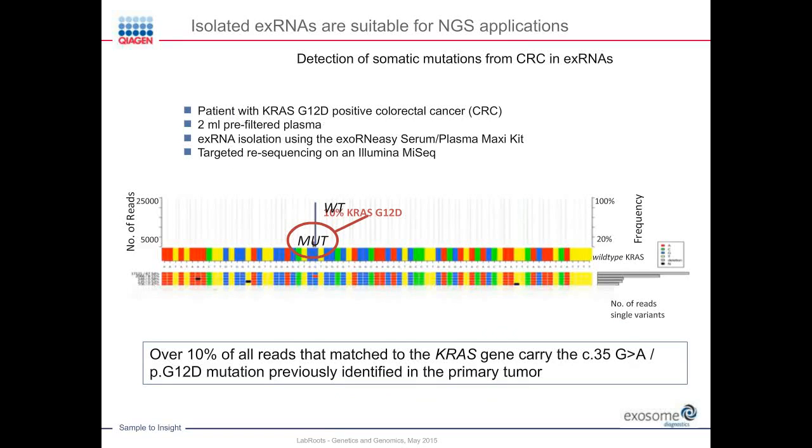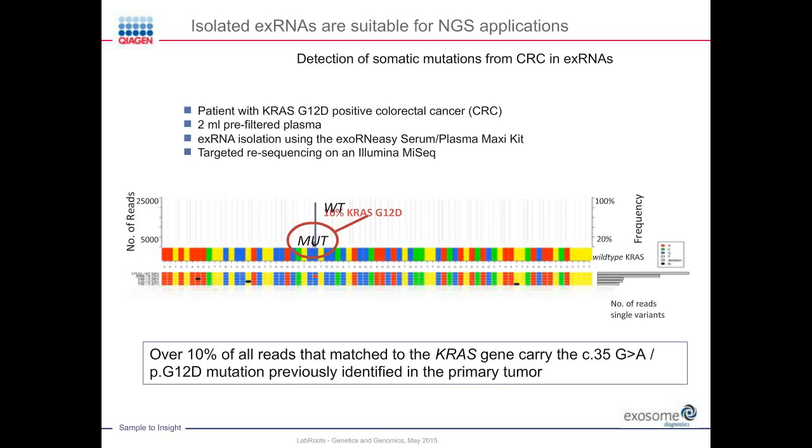Finally, on the next slide, I have an example for mutation detection. Here, plasma was isolated from a colorectal cancer patient carrying a KRAS mutation, and the isolated RNA was subjected to targeted RNA sequencing. What you can see is we are able to detect the tumorigenic mutation in plasma in the cell-free portion. And actually, in this case, about 10% of all reads carried the mutant signature. This is also reflecting that tumor cells produce a lot of these vesicles.